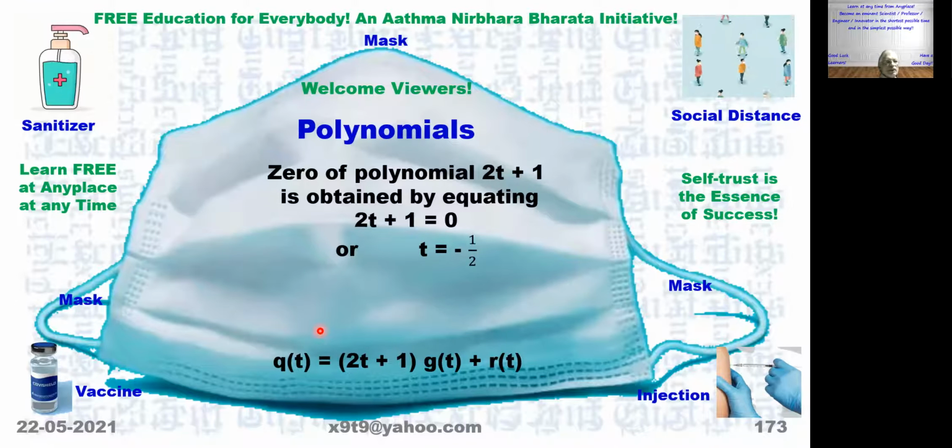So the remainder theorem is q(t) is (2t plus 1) into g(t) plus r(t). This is specifically written for this problem because in this problem q(t) is used for identifying the dividend. 2t plus 1 is the divisor, g(t) is the quotient, and r(t) is the remainder.